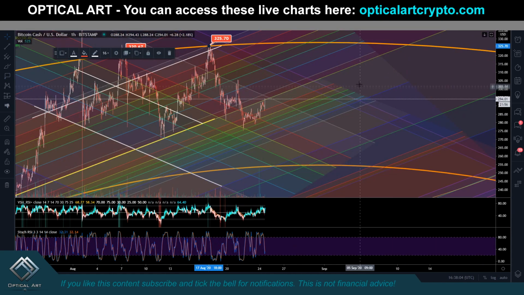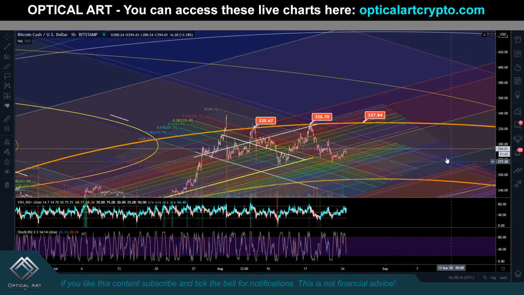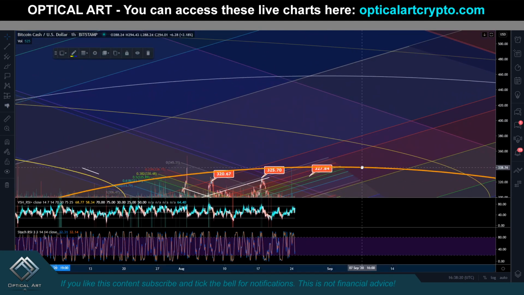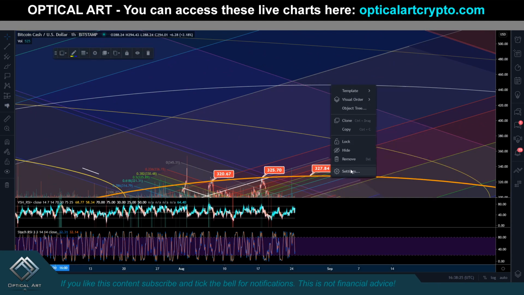So if you're looking for a macro target for Bitcoin Cash, this kind of level right here. If we push up, the highest I see us going will be $327. If we did push higher, your next ring above is this ring right here. I have it a different color for some reason, not sure why.